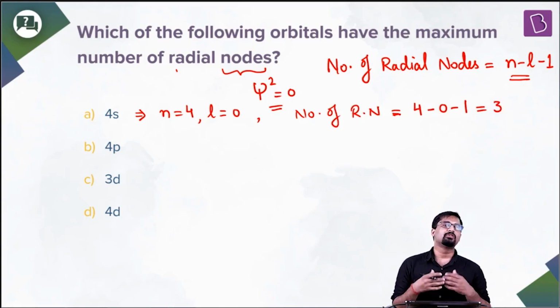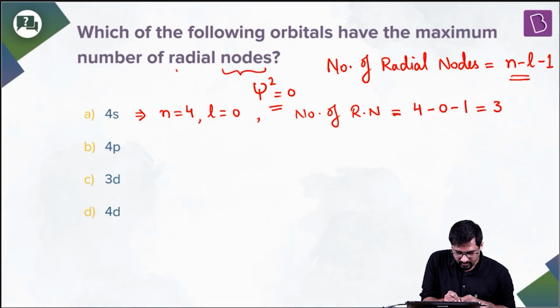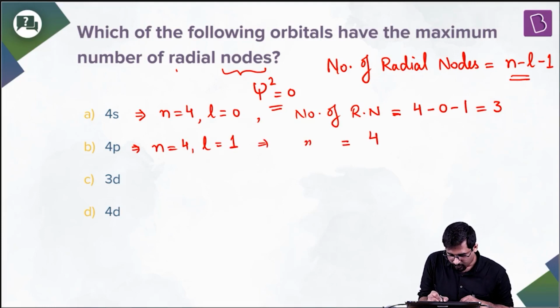Moving to the next one, we have 4p. Here you can see n is 4 and the value of l for p subshell or p orbital is 1. Therefore the number of radial nodes will be 4 minus 1 minus 1, that is 2.